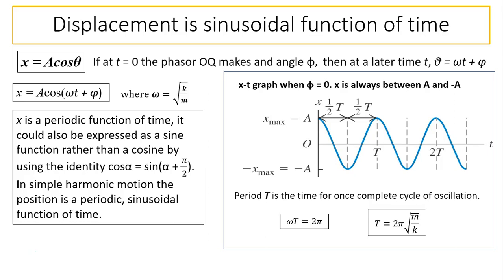The period is the time for one complete cycle. So omega, remember, that's angular speed. Angular speed times time equals angular displacement, 2 pi. Therefore T equals 2 pi times the square root of m over k.